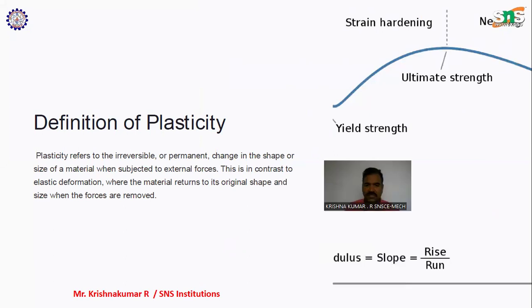Definition of plasticity. Plasticity refers to the irreversible or permanent changes in the shape or size of materials when subjected to external forces. This is in contrast to elastic deformation, where the material returns to its original shape and size when the forces are removed.